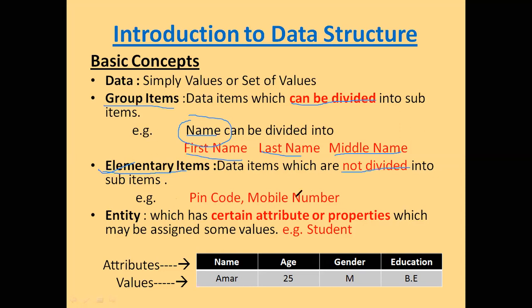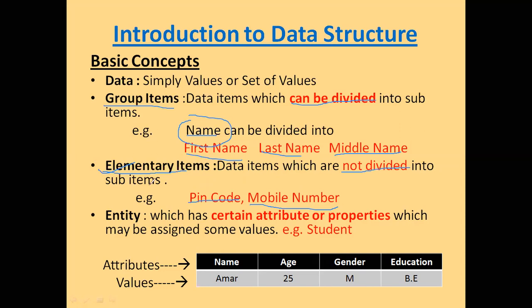I've taken two examples here, like pin code of your area. This you cannot divide, means you need full information of that pin code in one field. Like in Navi Mumbai, it is 400706. So I need all six numbers to get the idea of area. Same way mobile number, it is a 10-digit number. So if one number or half number is missing, then you cannot use that. So you need full number. So this is a single item or an elementary item.